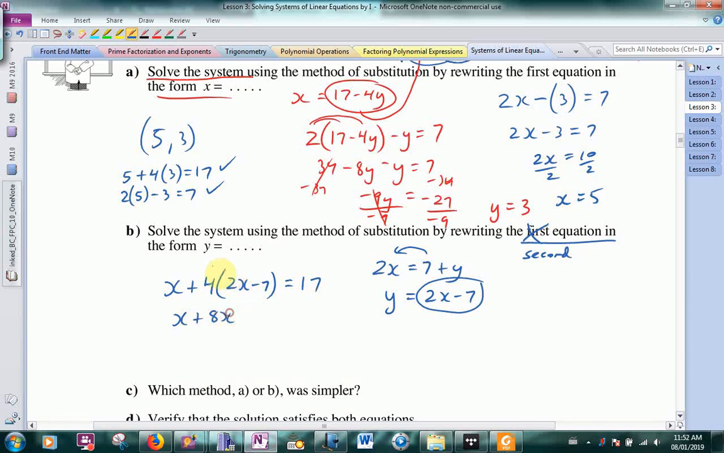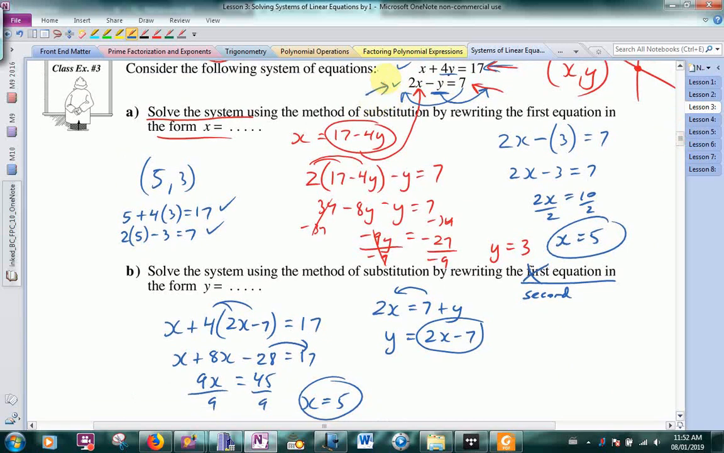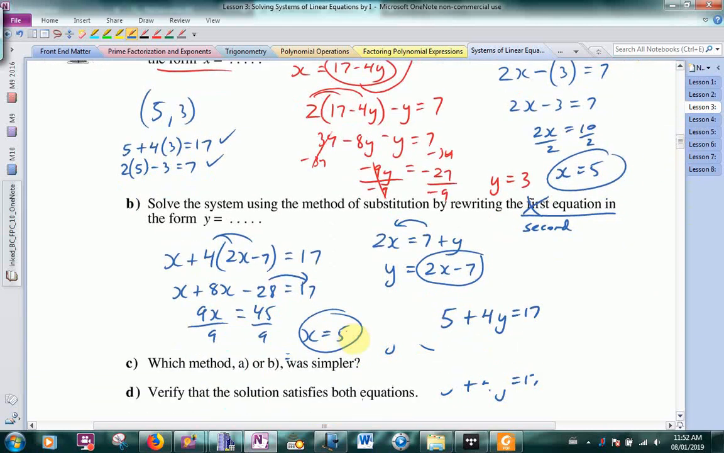X plus 8x, distributive property, minus 28 is 17. Collect your x's. Collect your numbers. Okay, put 28 over the other side, change the sign. So now it's positive 28. And that is 45. Divide by 9, divide by 9, and once again, I get x is 5. Okay, if I substitute that back into either one of these equations and find out what y is, you will find you get the same thing, but I may as well do it. Let's use the first one this time. X plus 4y is 17. Okay, if x is 5, let's see what y is. Minus 5, minus 5. Divide by 4, I think you can see that y is, in fact, 3 again.